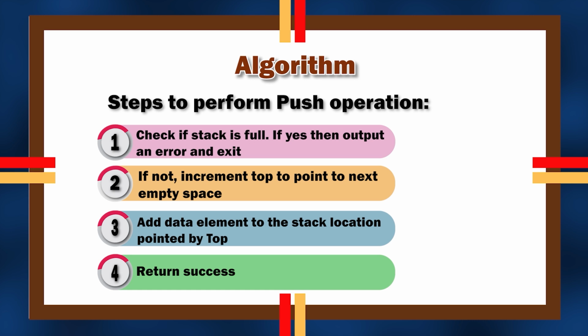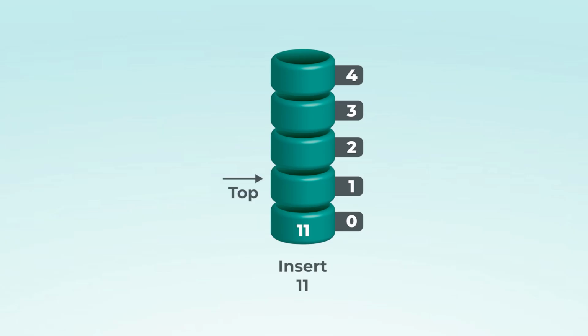Now you can insert the data element by using the stack location. Once you have added the data element, finally you can return success. So these are the simple 4 steps that one needs to follow whenever we want to add any new element into the stack, and that is called the push operation of the stack.